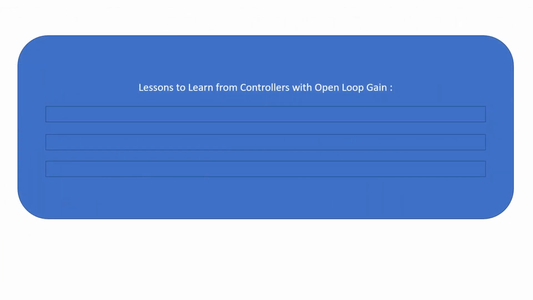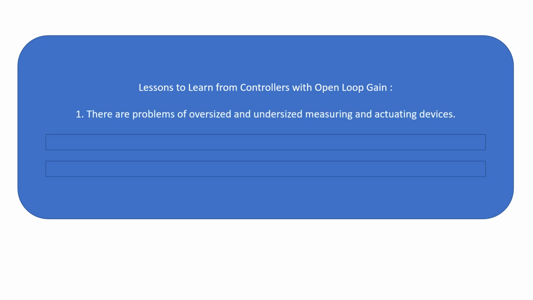From the explanation just now, we can learn some lessons from controllers with open loop gain. First, it introduces problems of oversized and undersized measuring and actuating devices. These problems exist for any type of controller, and not limited to this one only. We will address this in a future video.